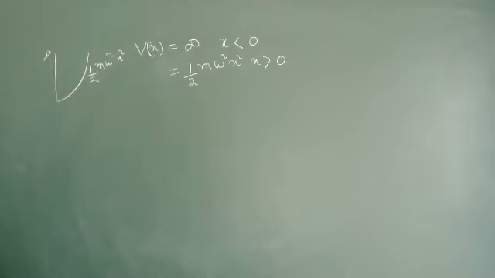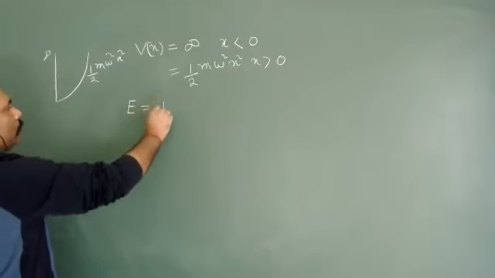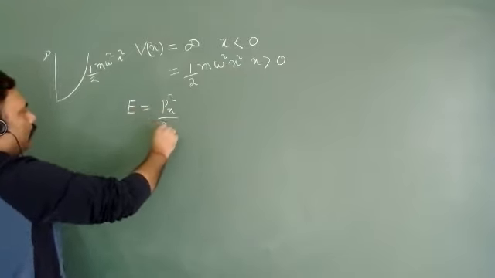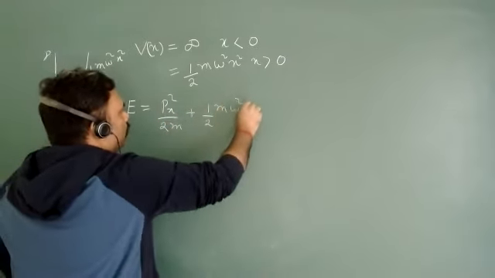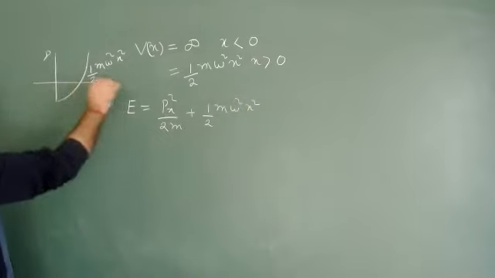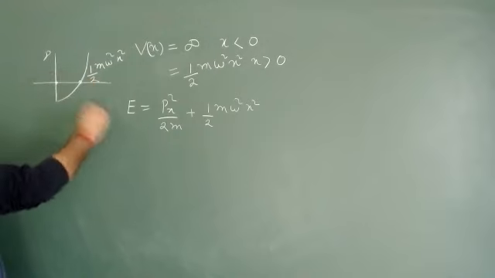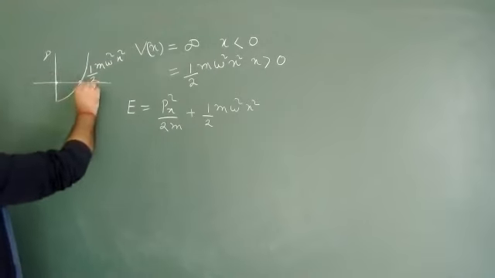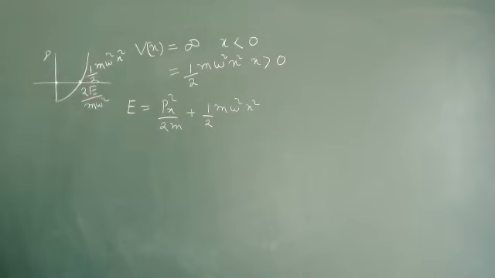So what we have to do is calculate the energy for this one with the help of the WKB approximation. My energy is equal to px square upon 2m plus half m omega square x square. I am just talking about this value of energy. So this point is 0, and this other point is equal to 2E upon m omega square, isn't it? This is my point.